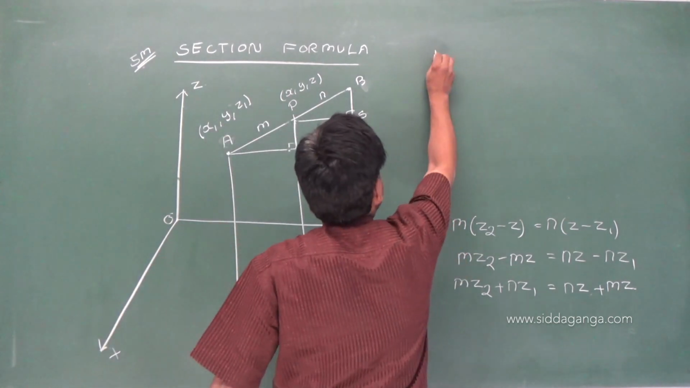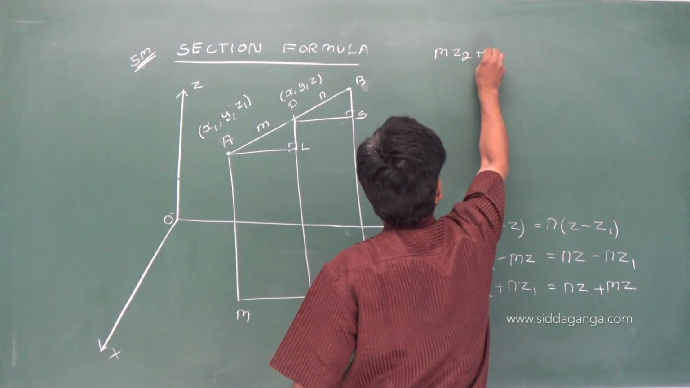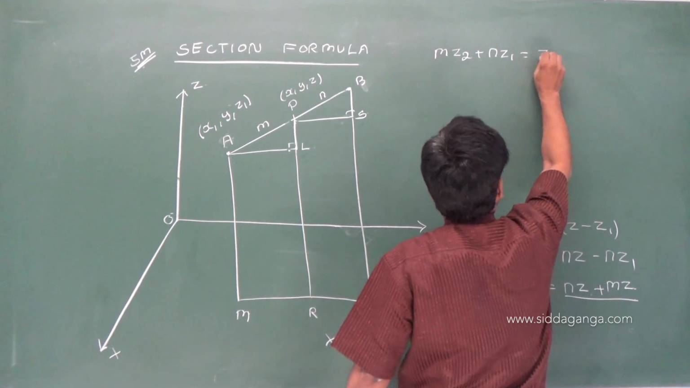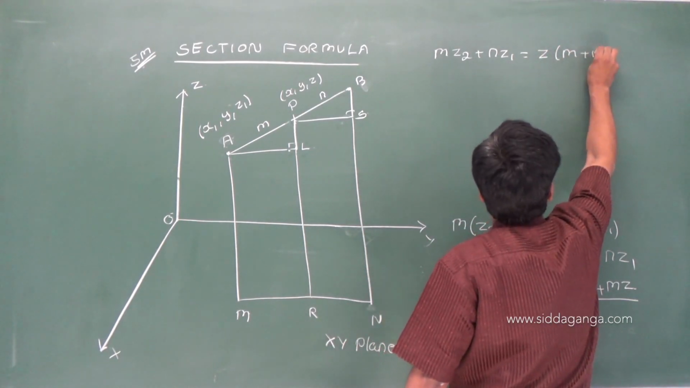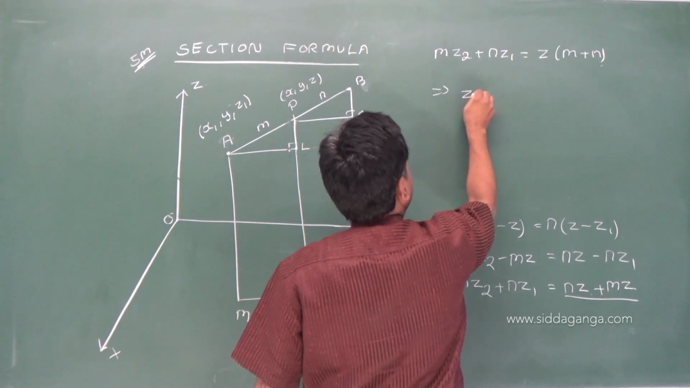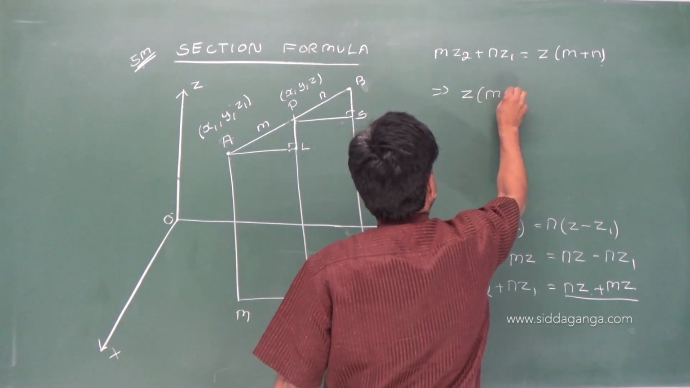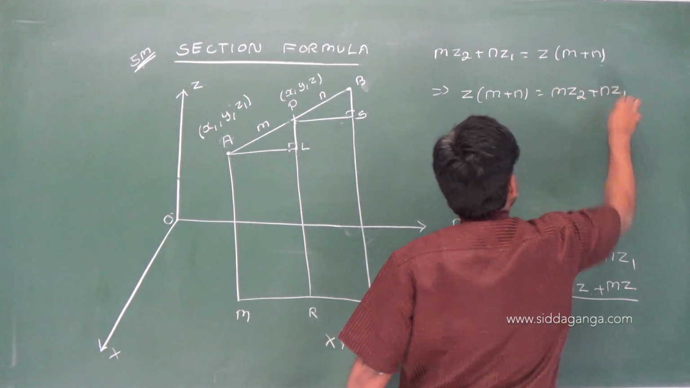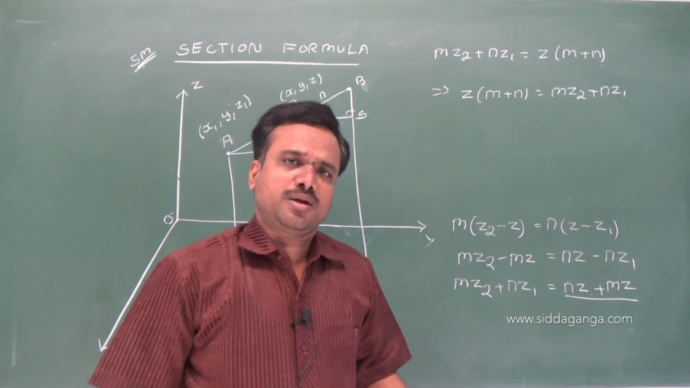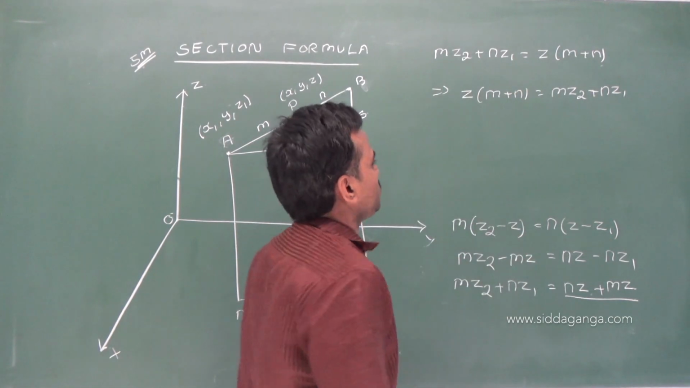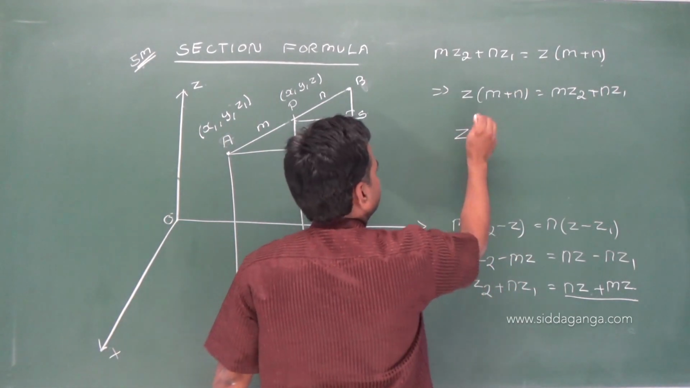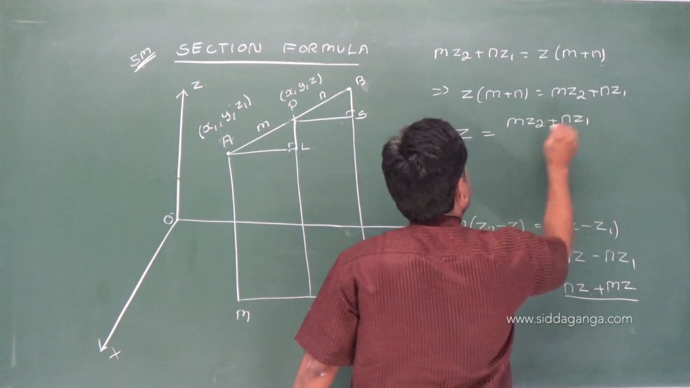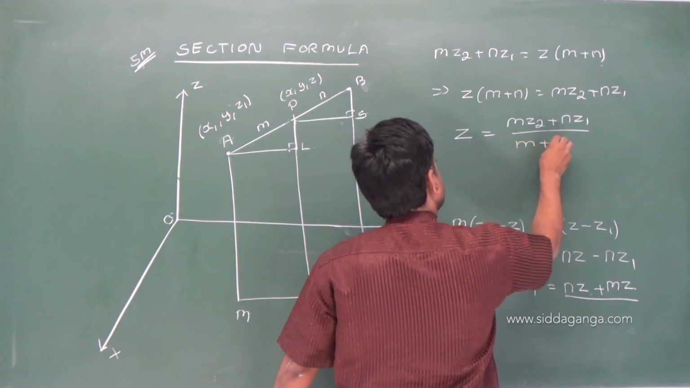So mz2 plus nz1 is equal to, in these two terms I take z common, m plus n. That implies z is equal to z into m plus n, mz2 plus nz1, means a is equal to b or b is equal to a. Cross multiplying, z is equal to mz2 plus nz1 divided by m plus n.